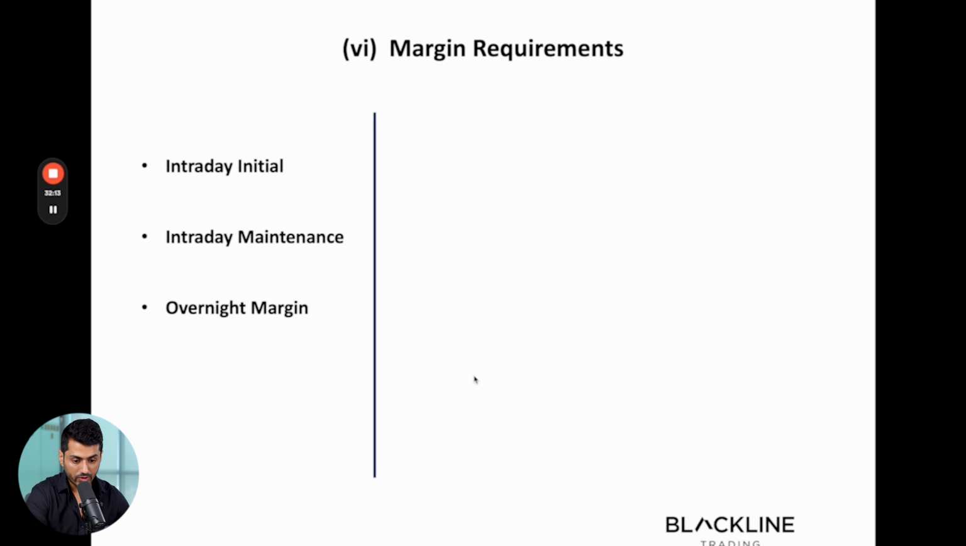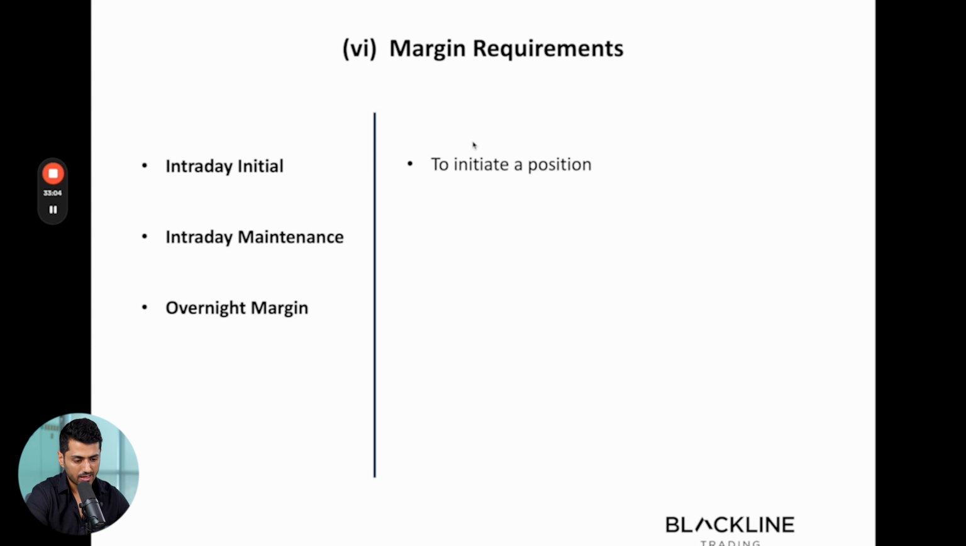Now, the last point that we are going to cover in this video is the margin requirement. As said, this refers to what exactly you need in order to start trading futures. Every brokerage has its own margin requirement. When trading futures, you will get to know these three major terms: intraday initial, intraday maintenance, and overnight margin. What exactly do they mean? Let's quickly have a look at them.